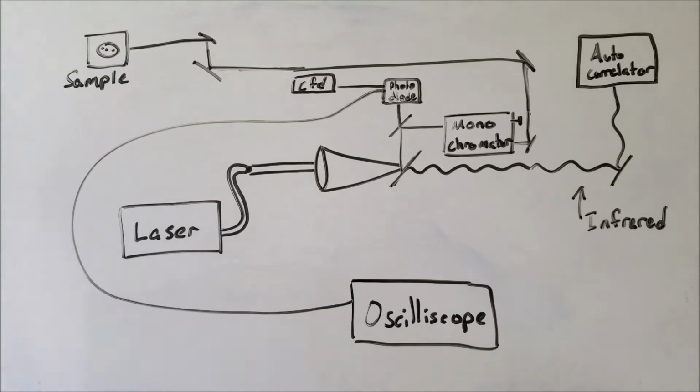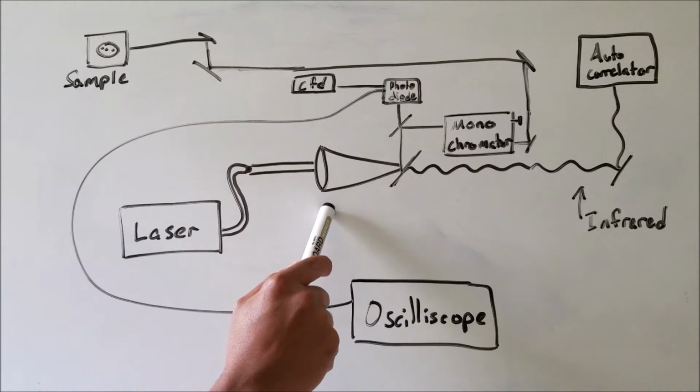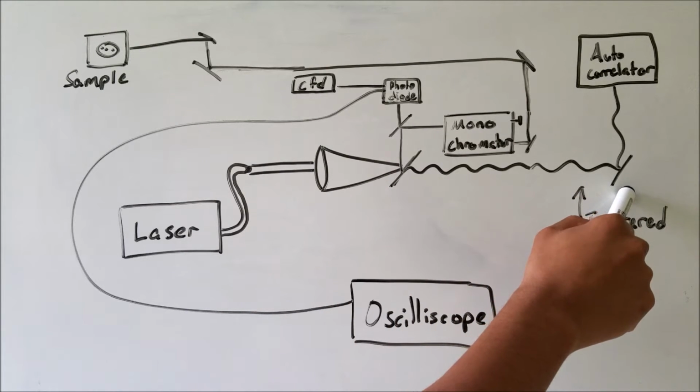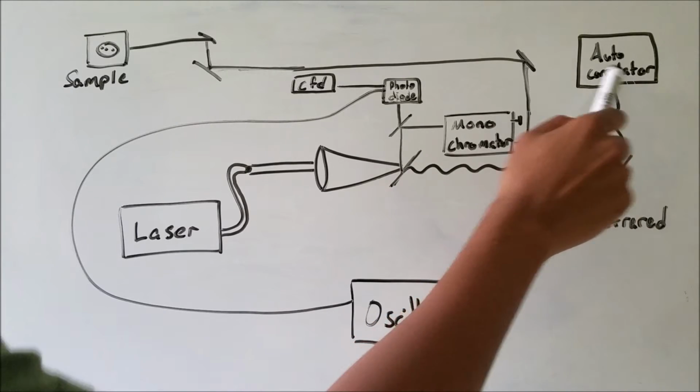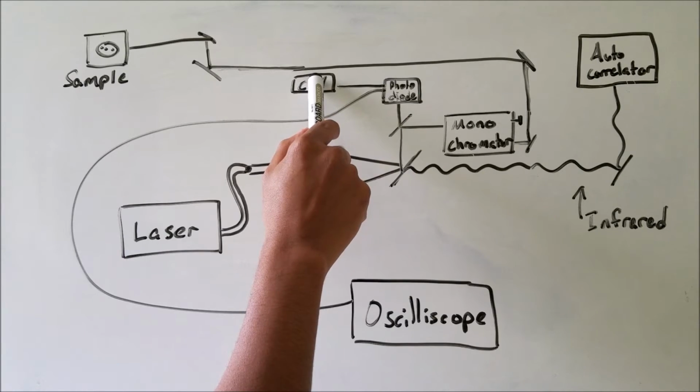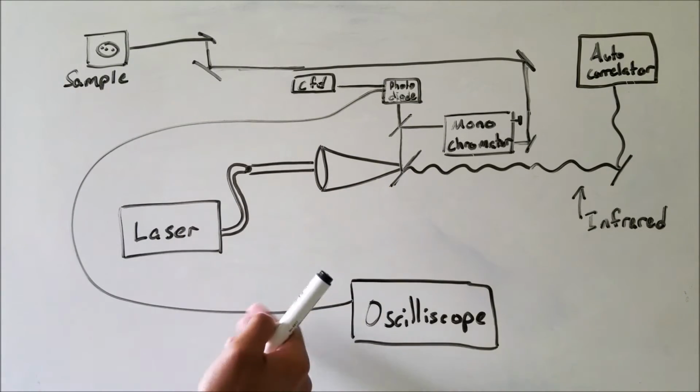Our experimental setup consists of a convex mirror to focus the beam, a cold mirror to allow the transmission of infrared light, which is then focused into an autocorrelator, a monochromator, a photodiode, and a constant fraction discriminator. The oscilloscope is used in tandem with the photodiode.